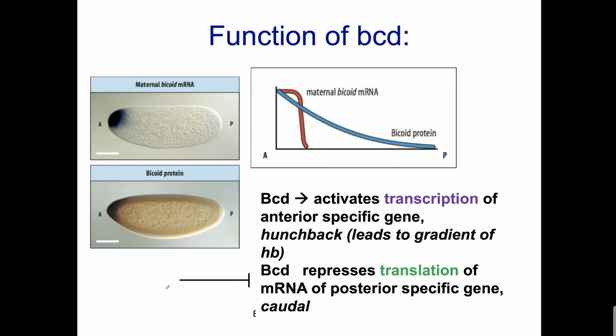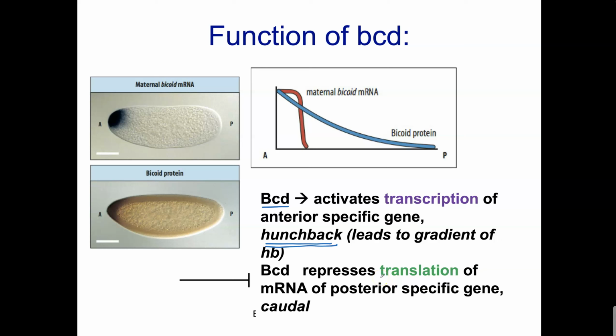And so what does bicoid actually do? It turns out that bicoid does two different things, and they're both really important. One is that it will activate the transcription of an anterior specific gene, hunchback. So hunchback is one of the earliest zygotic genes to be expressed. Zygotic means it is expressed from the DNA of the embryo itself, whereas bicoid came from the mother. It was put into the egg by the mother. But it does something else.